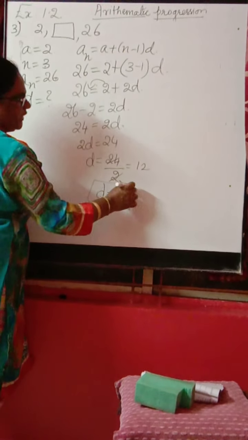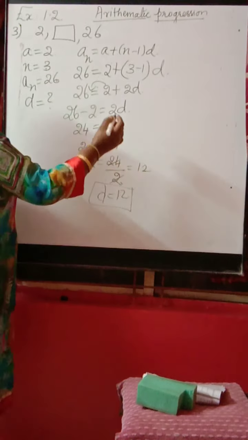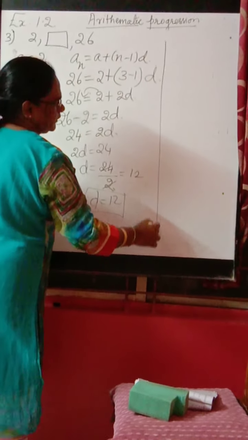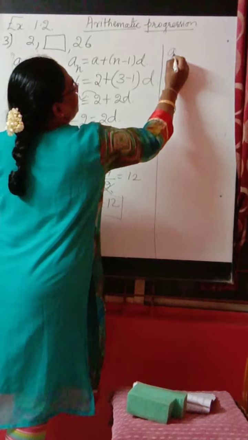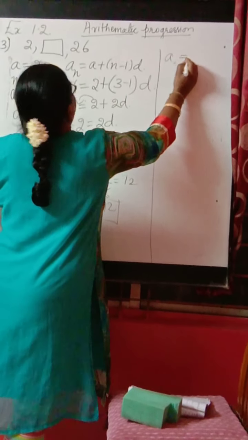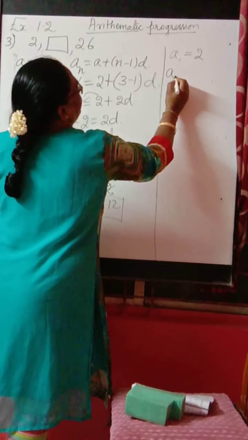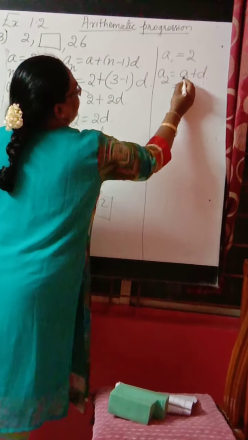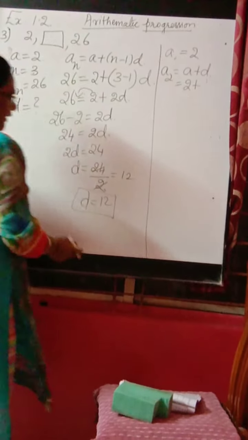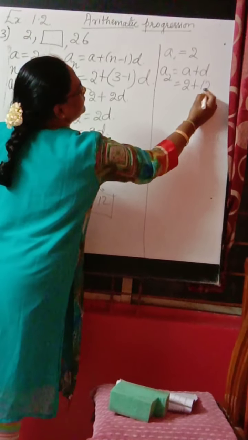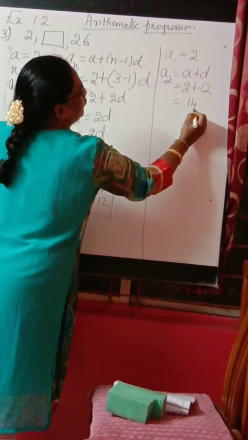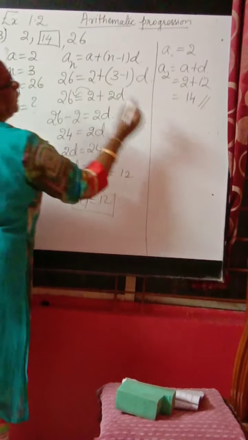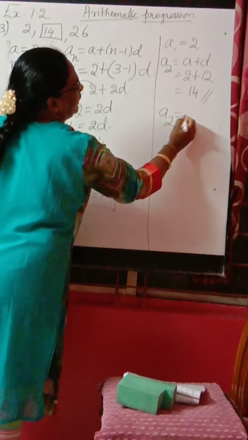Once you get the value of D, the second term is, see, first term is A. Second term is nothing but A2. A2 is nothing but A plus D. Is it not? A means 2. D means 12. 14. Therefore, A2 is equal to 14. A2, the second term, will be 14.